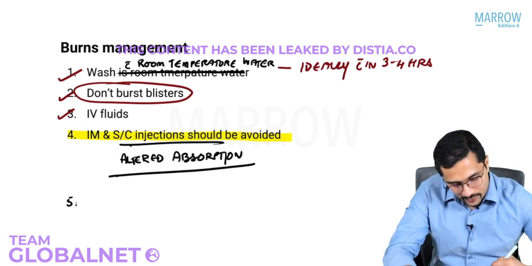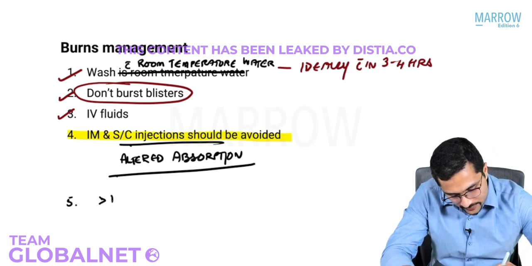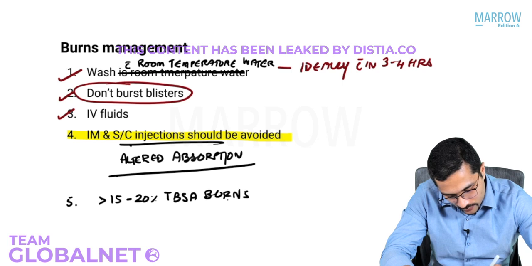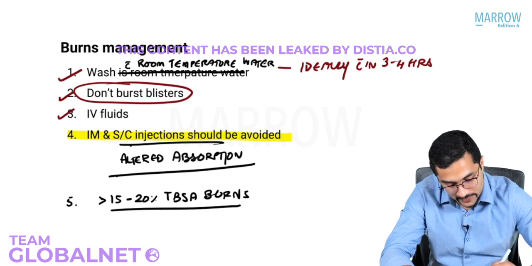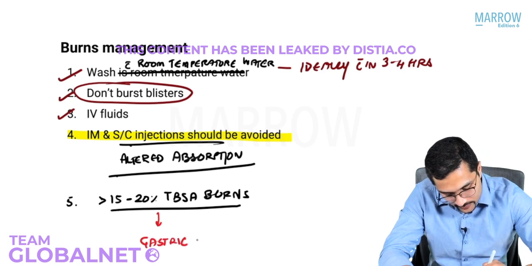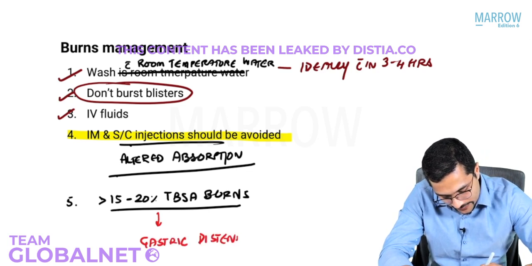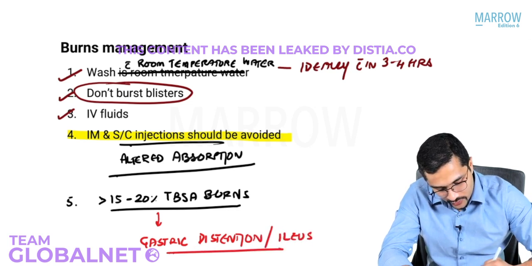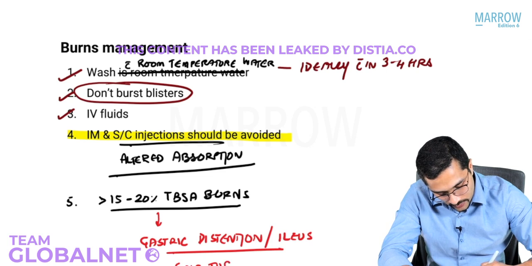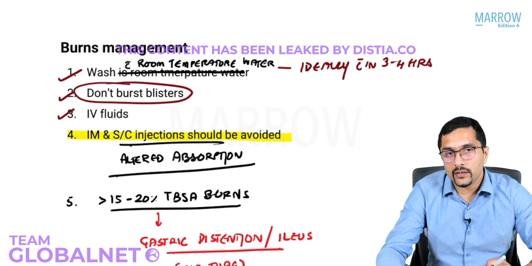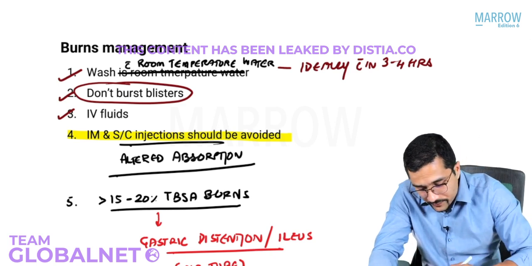One more thing you need to remember: anyone with more than 15 to 20% total body surface area burns has a likelihood of gastric distension and ileus. In these patients, we should insert a nasogastric tube. This nasogastric tube helps in decompression and also helps in the nutrition of these patients.